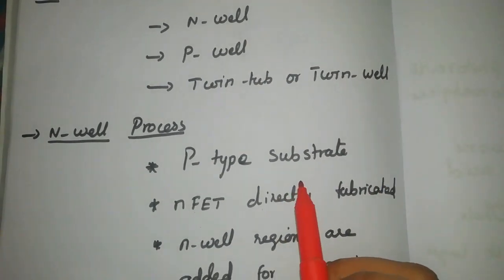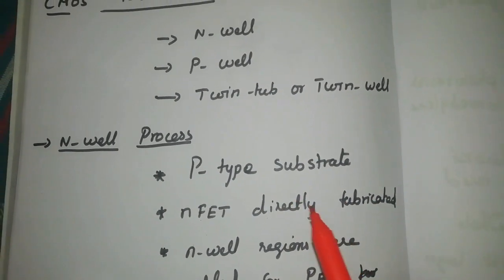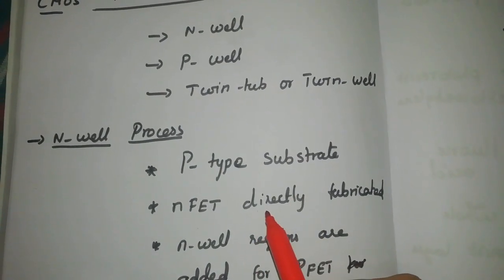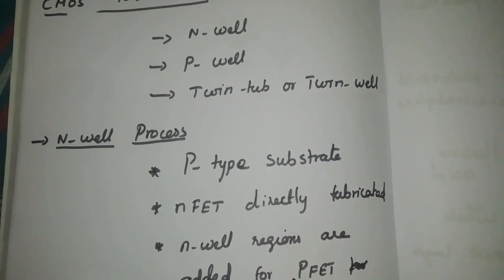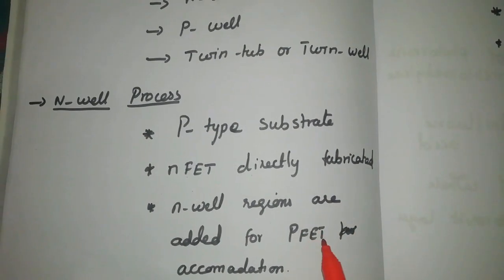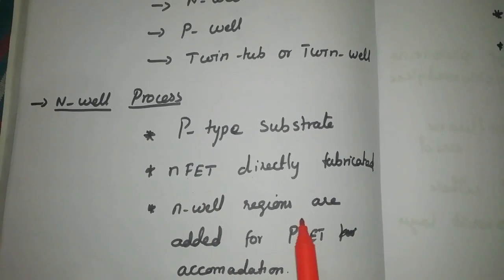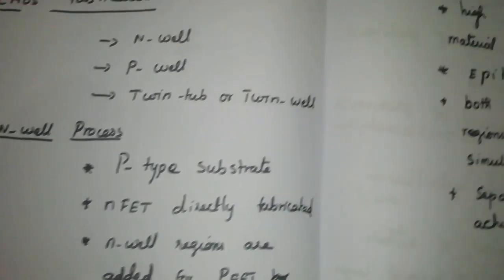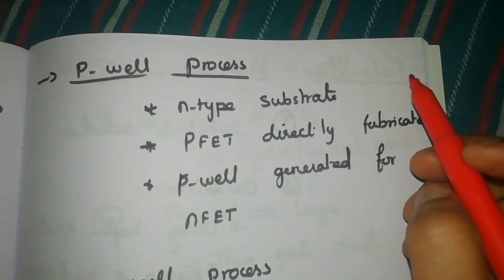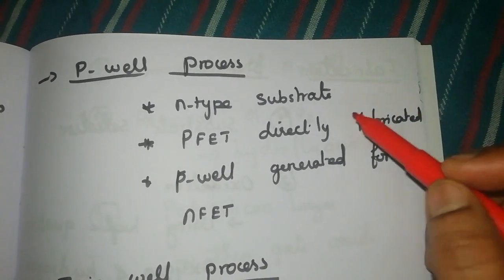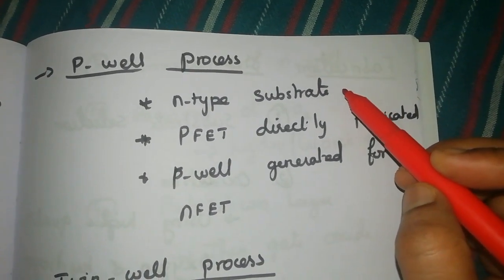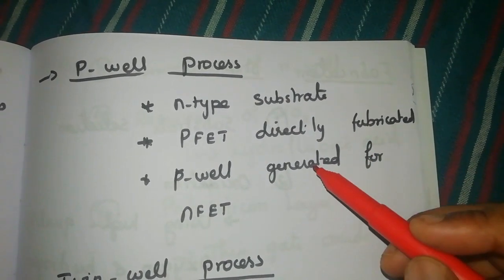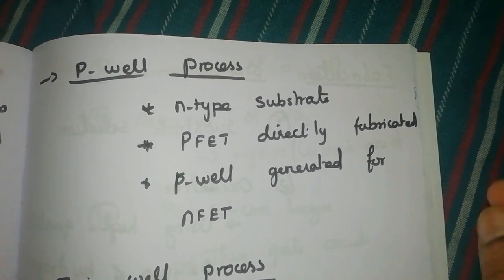The first one is the N-well process. Here we use a p-type substrate, and on the p-type substrate the n-FET is directly fabricated. For fabrication of the p-FET we require an n-well, and in that region we fabricate the p-FET. This is known as the n-well process. And in the p-well process, just opposite to the n-well process, we have an n-type substrate and we can directly fabricate the p-FET, and for the n-FET we have a p-well.